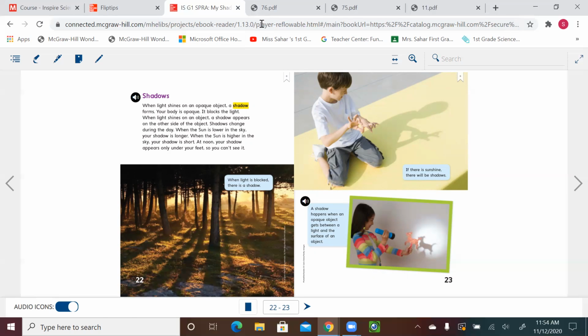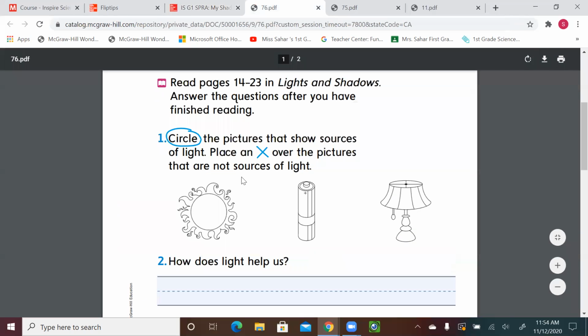All right, so let's go back to our page 41, and let's answer the questions now. Circle the picture that shows sources of light. Place an X over the pictures that are not sources of light. So we have the sun, we have a battery, and we have the lamp. Very good.